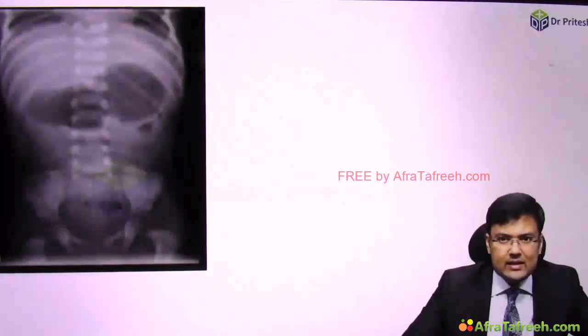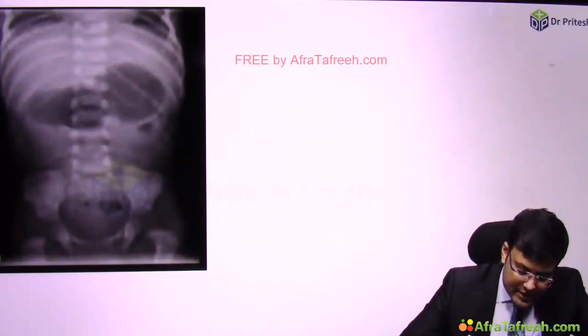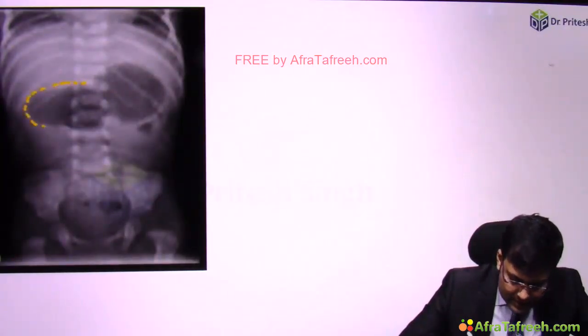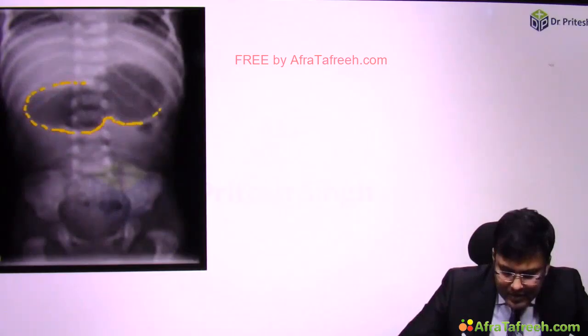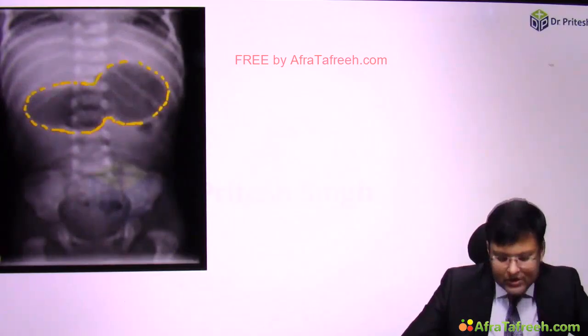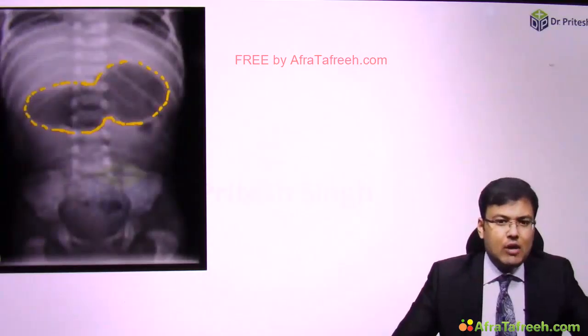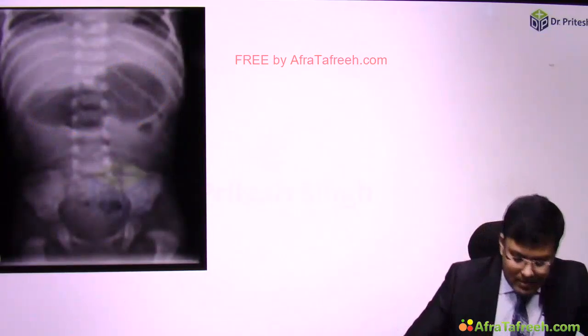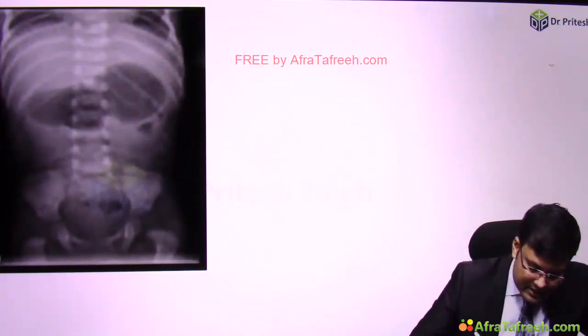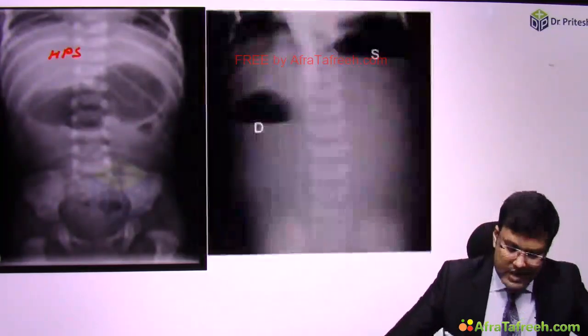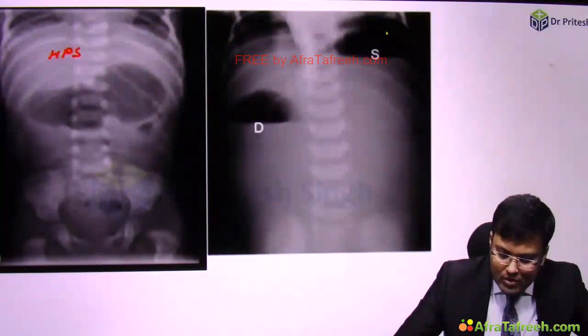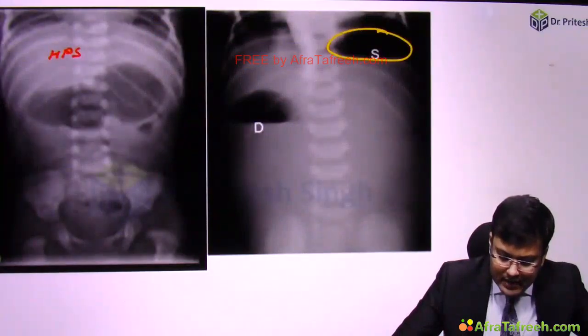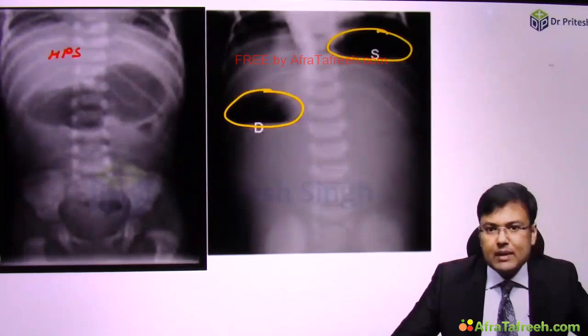Now see this X-ray. This X-ray is of an infant, and can you see here the whole stomach is distended. So here almost the whole stomach is massively distended. How many bubbles can you see here? Single bubble. So this is a single bubble, and this single bubble is seen in which condition? Hypertrophic pyloric stenosis. Now here you can see there are two bubbles. One is in the stomach and the second is in the first part of duodenum.